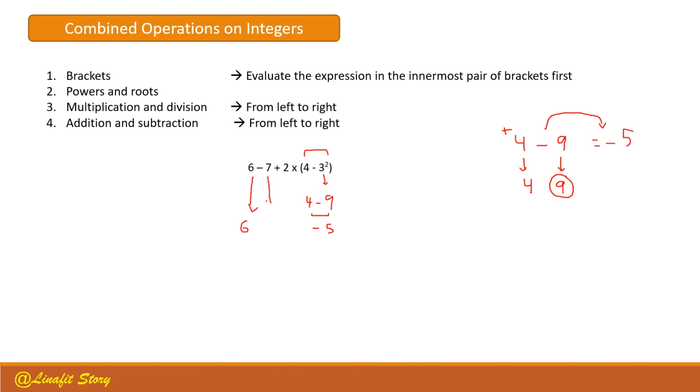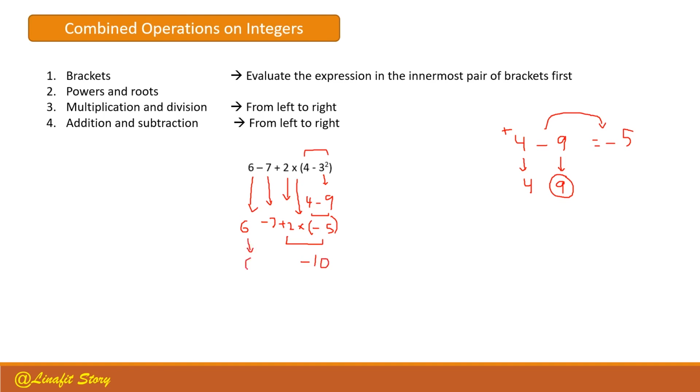6 minus 7 plus 2 times negative 5. There is subtraction, addition, and multiplication. Remember the rules. Brackets, powers and roots, multiplication and division, then the last is addition and subtraction. So you must solve the multiplication. Positive 2 times negative 5. You meet your enemy. Why? Because different sign. So the result is negative 10.